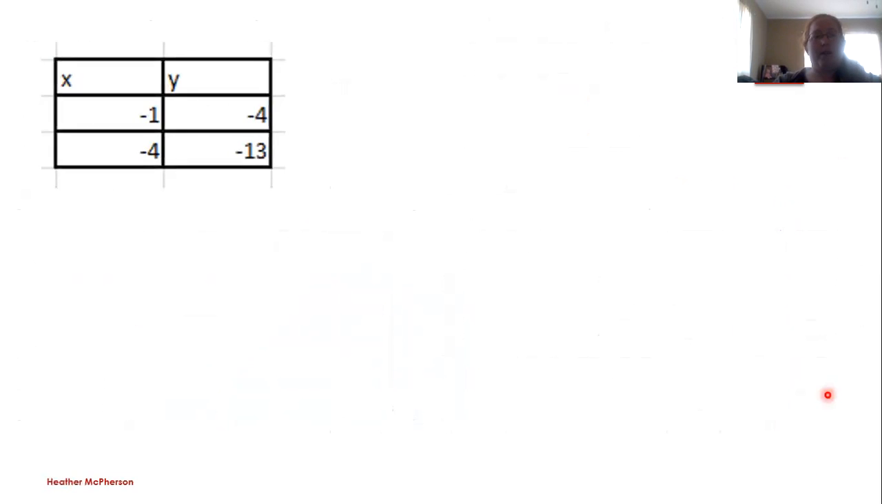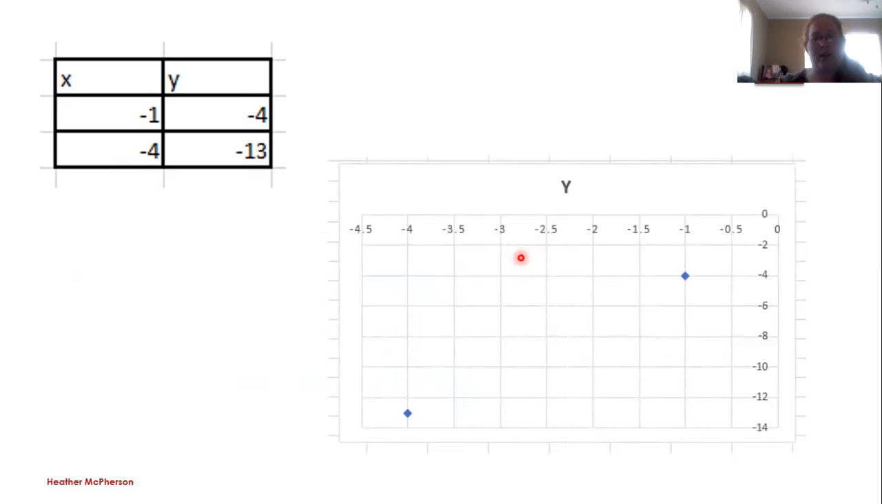All right, now let's see this one. We have the points -1, -4, and -4 and -13. Now what I did is I already put the points on here. Take a look at this graph though, and you need to be aware of how you're increasing on your x and y axis. So you see my x-axis goes up only by 0.5 when my y-axis goes up by 2. You need to know that in the next part.